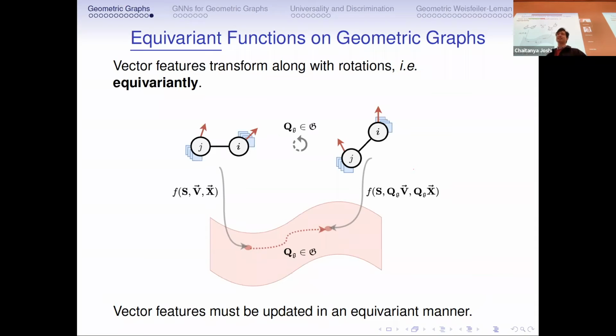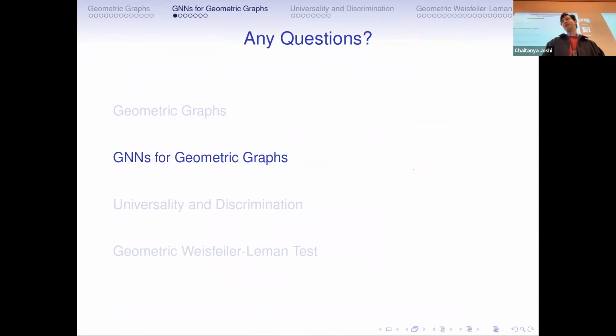So essentially, geometric GNNs are built using these two kinds of functions, these two kinds of layers. And we're really interested in what happens when you stack these layers, when you build models which progressively propagate such information. Are there any questions so far?